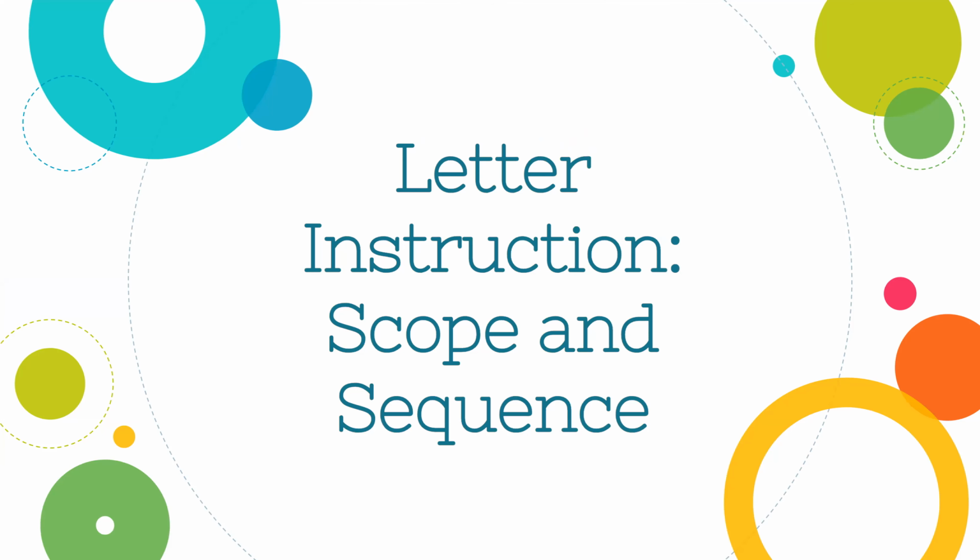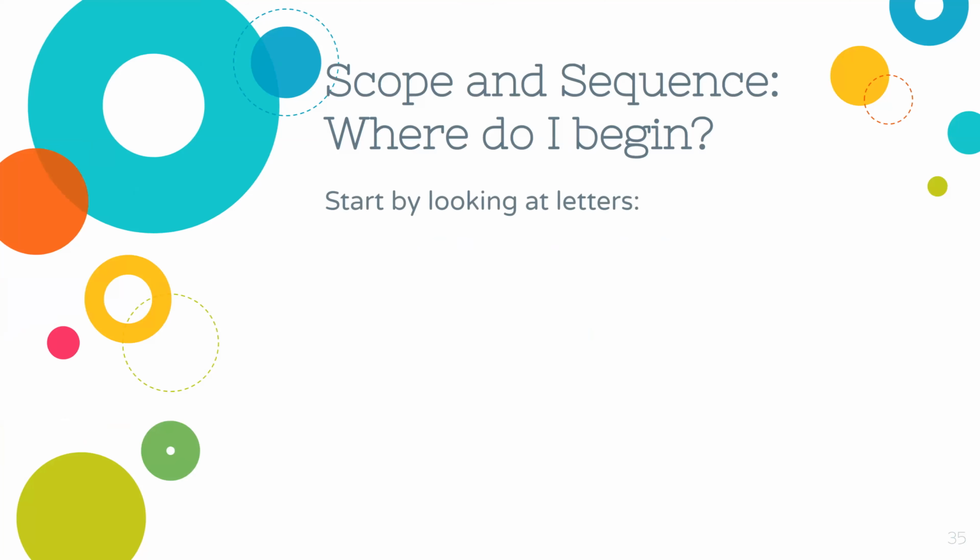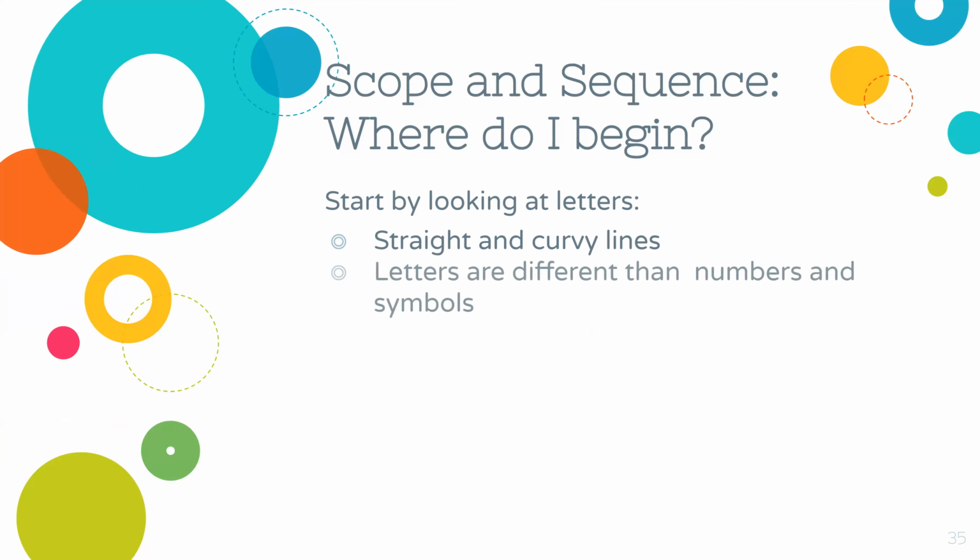So letter instruction, scope, and sequence. Let's talk about this for just a minute. Where do you start and then where do you go from there? Start by looking at the letters, talking about the letters and looking at them. Talk about what they have, what they look like. Do they have straight or curvy lines? Are they looking different than numbers and symbols? Are they tall? Are they short?